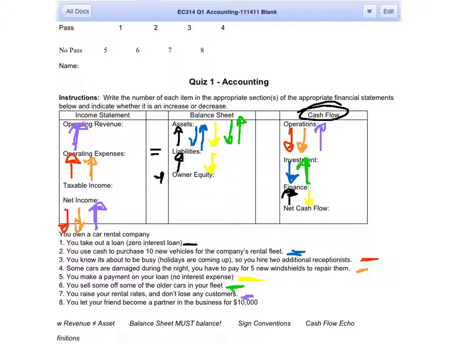By the way, I don't recommend this. What we're going to see is you let your friend become business partner for $10,000. You're going to see an increase in assets, that's the cash, and an increase in owner equity to balance it off. Anytime you've got cash flowing in because the owner equity changes, always do the move in finance. So here's that increase in cash in the finance section. So there's an explanation for essential question number 1 from November 14th, 2011.